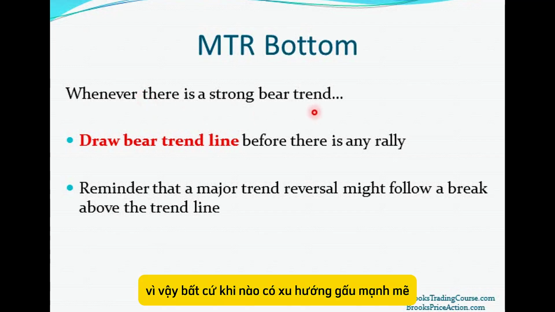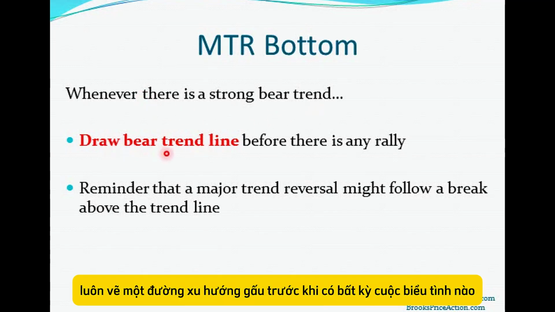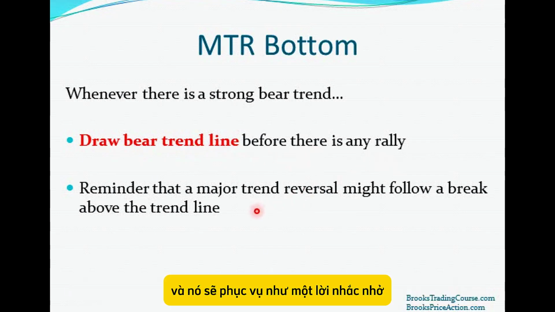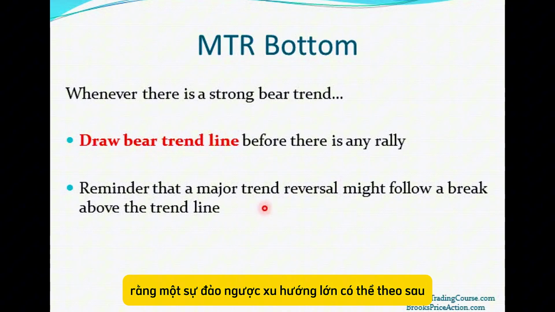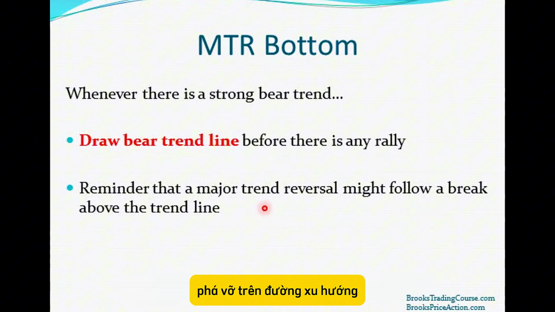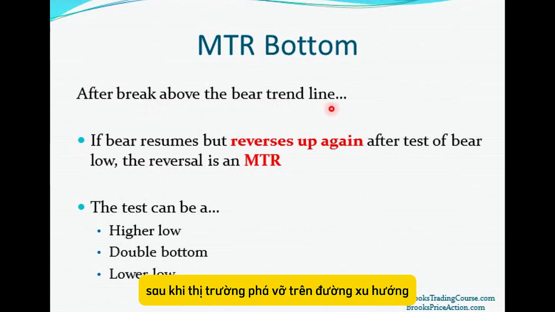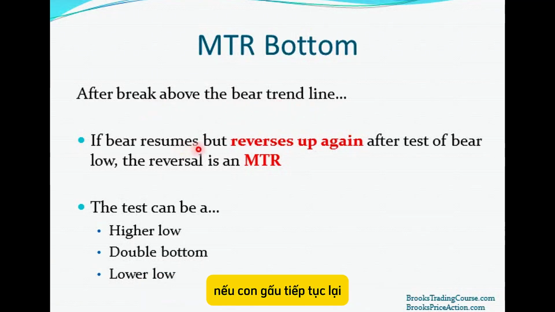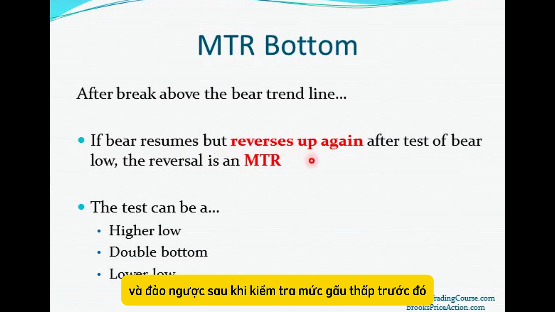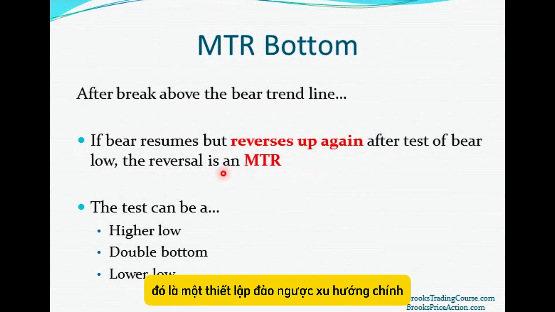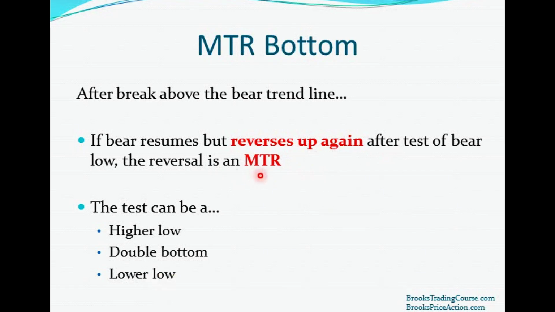So whenever there's a strong bear trend, always draw a bear trend line before there is any rally. It'll serve as a reminder that a major trend reversal might follow a break above the trend line. After the market breaks above the trend line, if the bear resumes again and reverses up after testing the prior bear low, that is a major trend reversal setup.